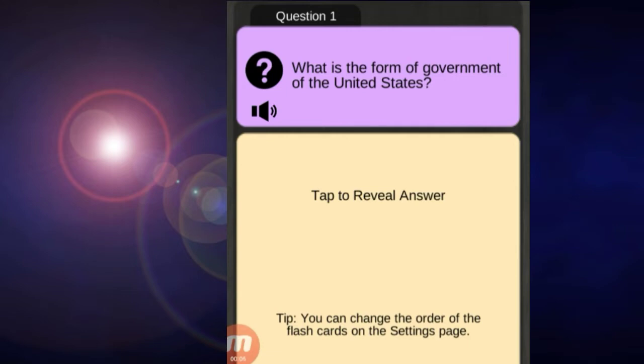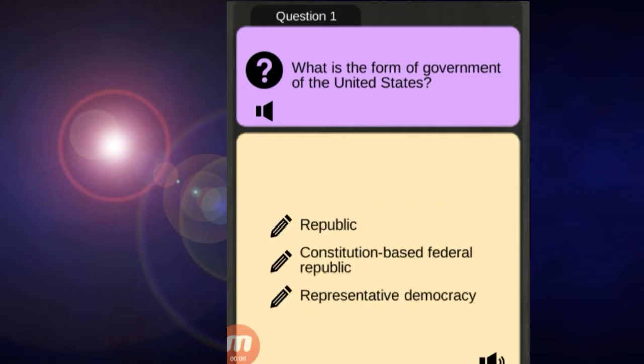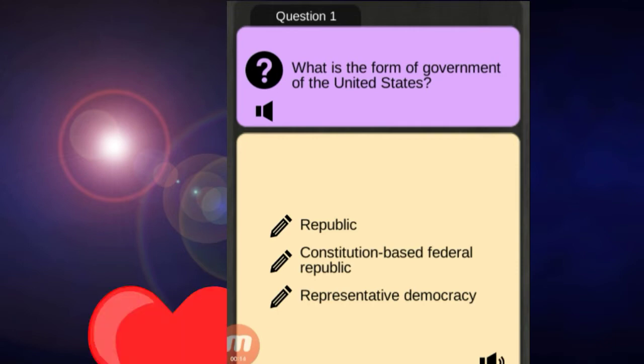What is the form of government of the United States? Republic. Constitution-based federal republic. Representative democracy.